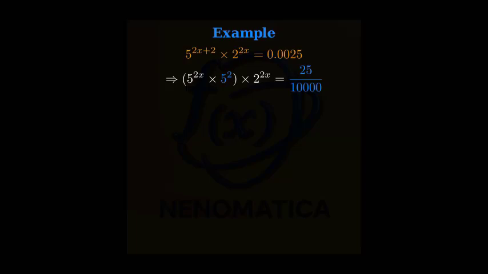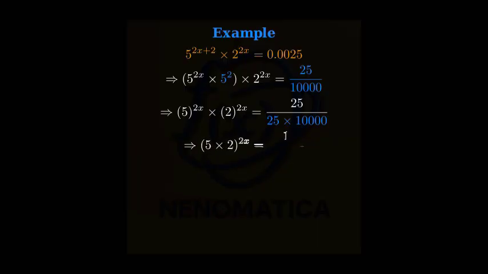0.0025 as a fraction, which is 25 divided by 10,000. Now, we know that 5 squared equals 25. Let's simplify the right side of the equation to 1 over 25 times 10,000. According to the laws of exponents, when we have terms with the same exponent, we can combine them. So, 5 to the power of 2x times 2 to the power of 2x equals 10 to the power of 2x. Also, 25 times 10,000 equals 100 squared.